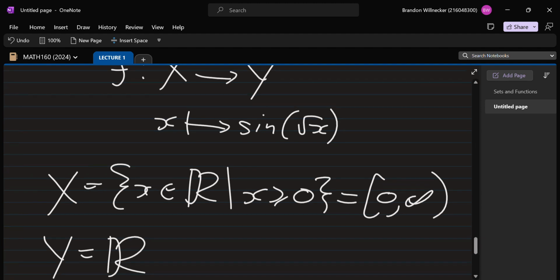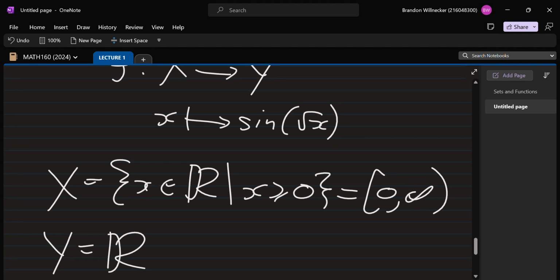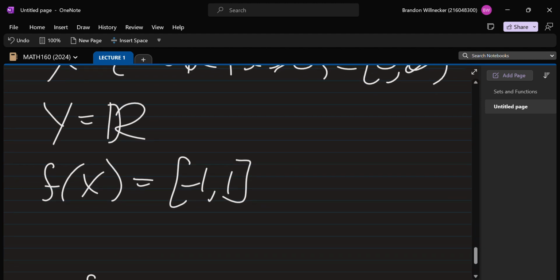Like the sine function, the output is a real number. So the target is the real numbers. But the range, it doesn't go above 1, it doesn't go below -1. So the range is that little bit there, even though the target is real numbers.